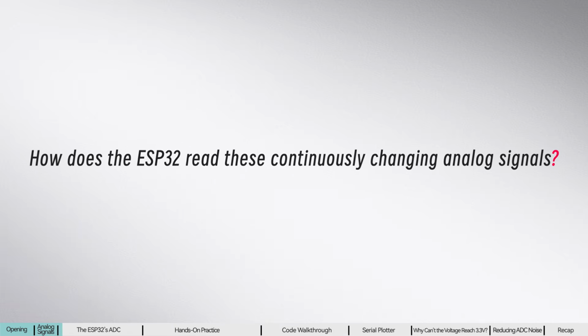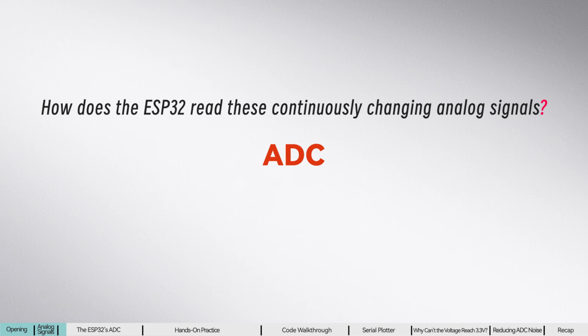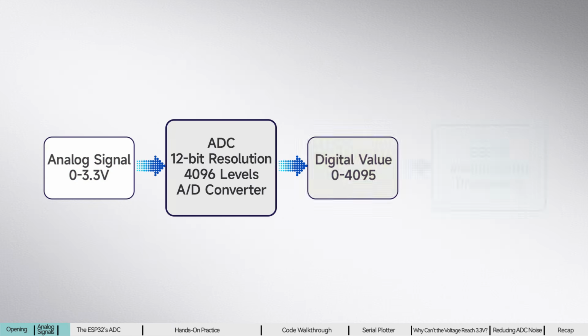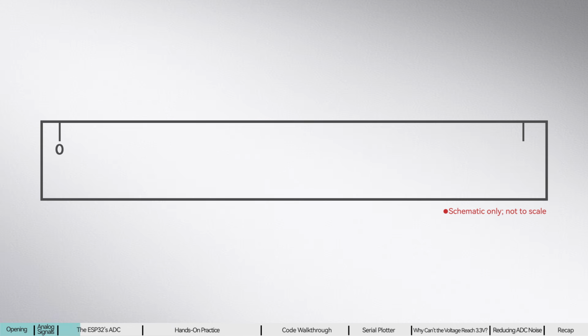So, how does the ESP32 read these continuously changing analog signals? This requires a key component, the ADC. ADC stands for Analog to Digital Converter. Its function is to convert a continuously varying analog voltage signal into a digital value that the ESP32 can understand and process. To better understand this, you can think of the ADC as a precision ruler for measuring voltage. The measurement range of this ruler is typically from 0 volts to the ESP32's operating voltage of 3.3 volts.